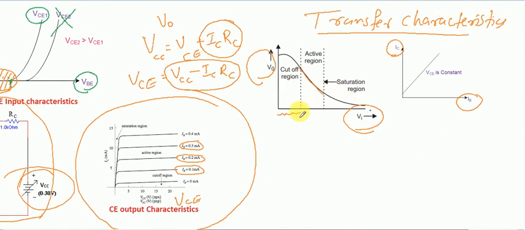Now, from the output characteristics, we can see that when the applied voltage is very high, then there is no further increase in the current, or we can say the transistor switches to the saturation region. You can see the saturation region of the transistor. So further increase in the input voltage will not make any change in the output voltage of the transistor.